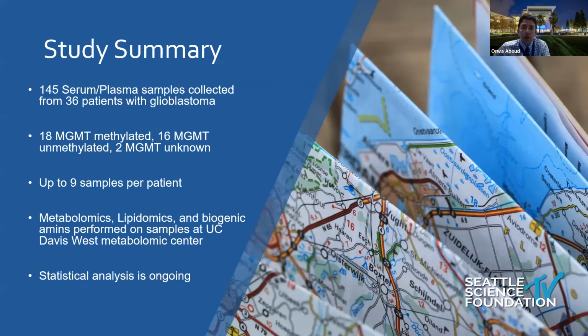In summary, we have about 36 patients with IDH wild type, MGMT methylated or unmethylated glioblastoma. We followed these patients longitudinally for at least 2 years, and we collected 145 samples from these patients. It depends on the situation of every patient. For some patients we were able to get 9 samples from the same patient, which will help us have a longitudinal look at the changes. And we are still in the process of analyzing the data from these metabolomic studies that we were able to do at the UC Davis West Coast Metabolomics Center.